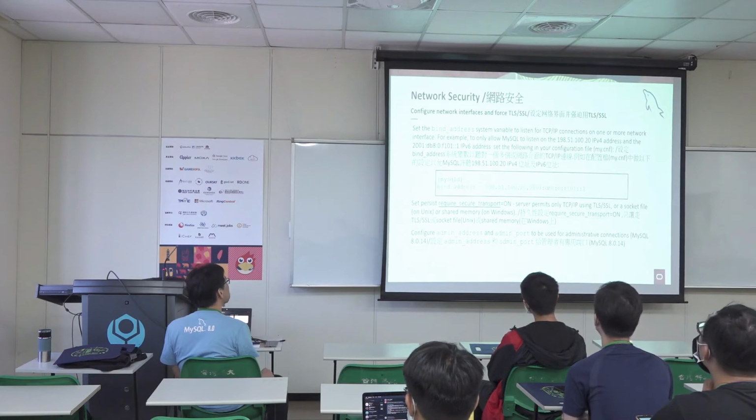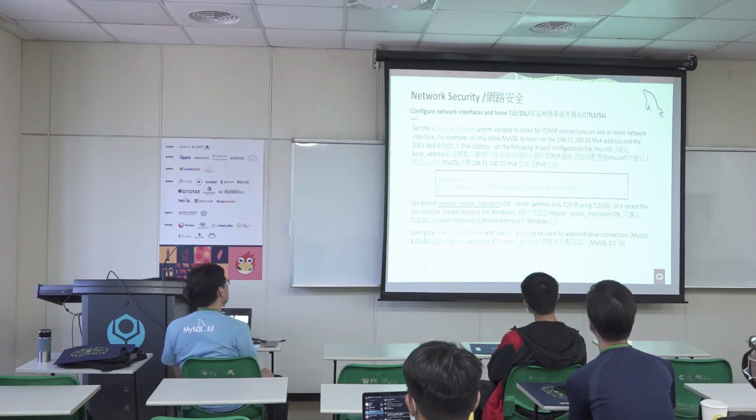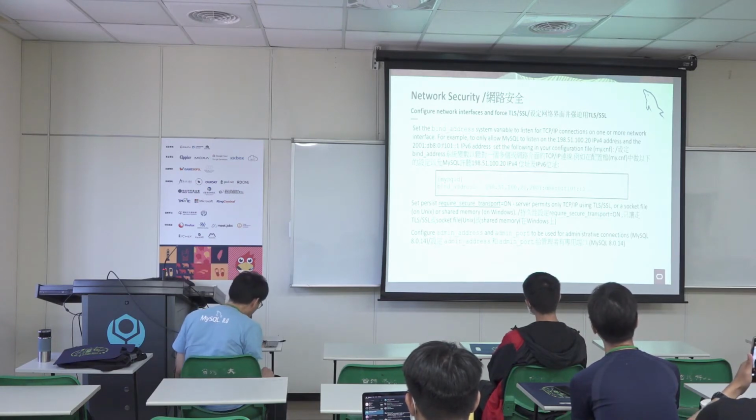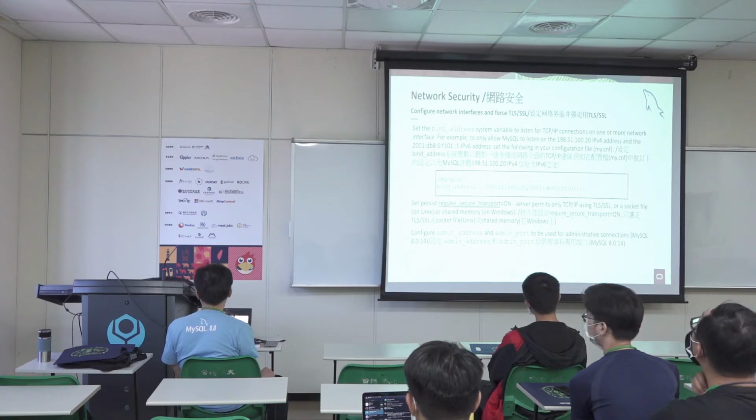So page 14 is about setting the bind address. Sometimes you have servers that have more than one network interface, and often you only want MySQL to bind to certain ones of those, possibly internal ones. So we recommend that you set the bind address system variable to listen on the connection of specific network interfaces. The other thing that we recommend is that you set require secure transport equals on.